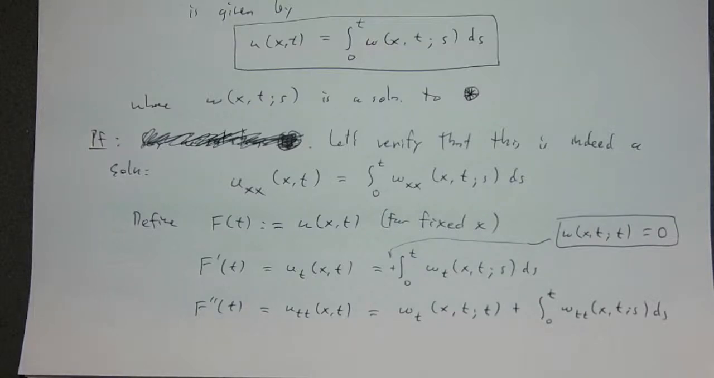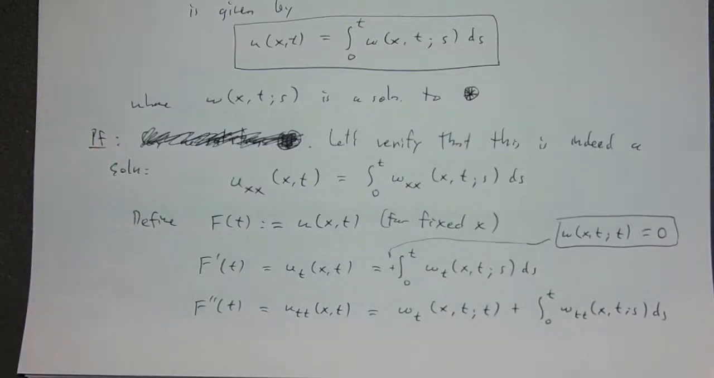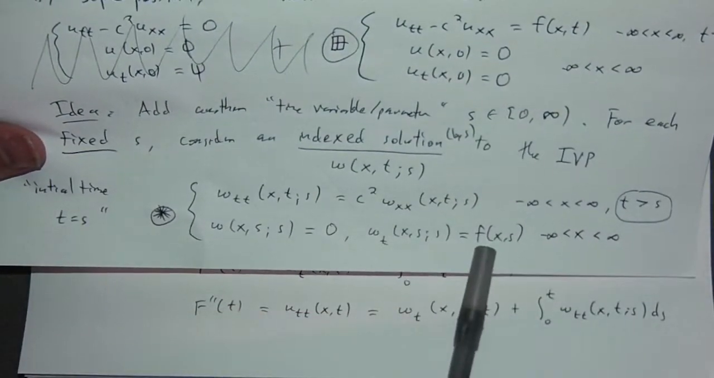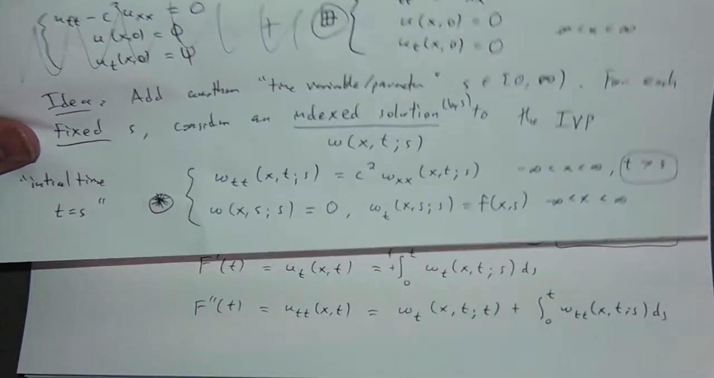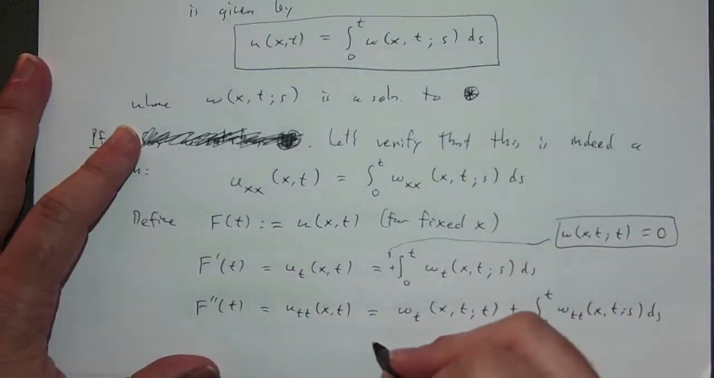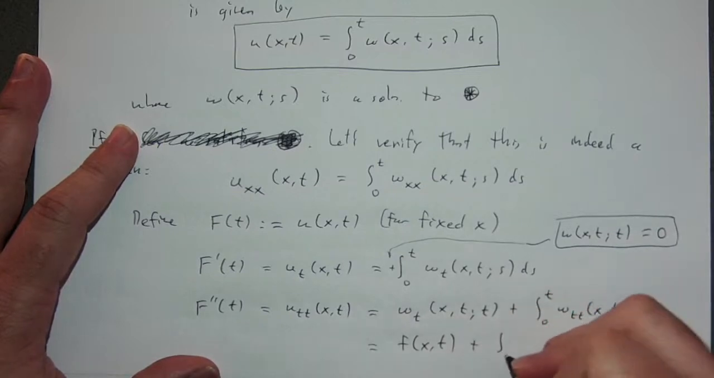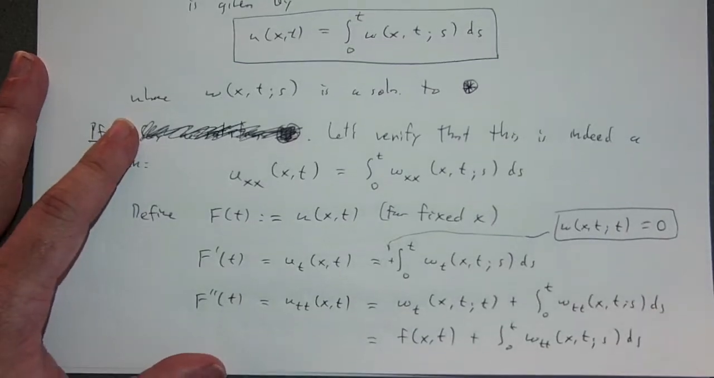Right? That's 0. So that's why we didn't have to add anything to it here. Okay, and so we get this expression here. But actually, by that same fact, w sub t of x, s is f of x, s. So w sub t of x, t is f of x, t. So this is f of x, t plus the integral from 0 to t of w sub tt x, t, s ds.